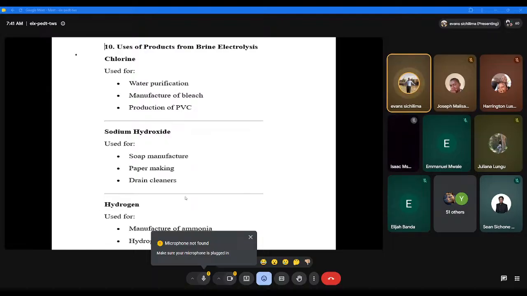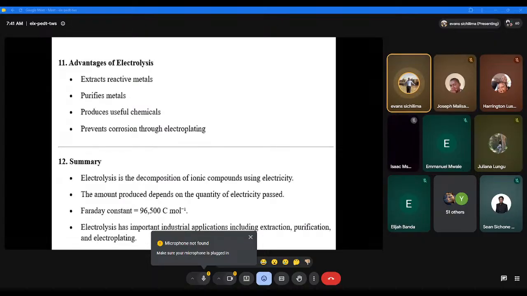So those are some of the major applications. So, advantages of electrolysis: it extracts reactive metals, purifies metals by separating them from the impurities, produces useful chemicals at a large scale, and prevents corrosion through electroplating.